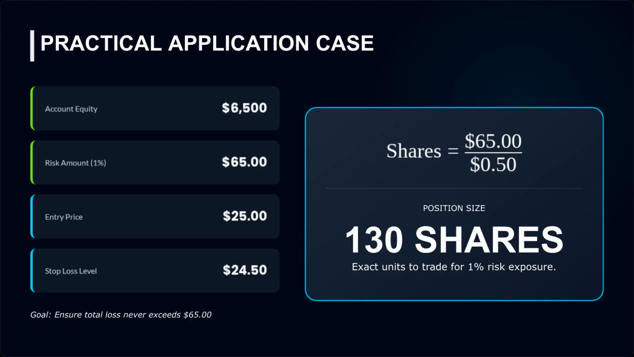The difference, your risk per share, is exactly 50 cents. By dividing your $65 total risk by the 50-cent risk per share, the formula tells you to buy exactly 130 shares. This way, you know your precise loss before you even enter the trade.